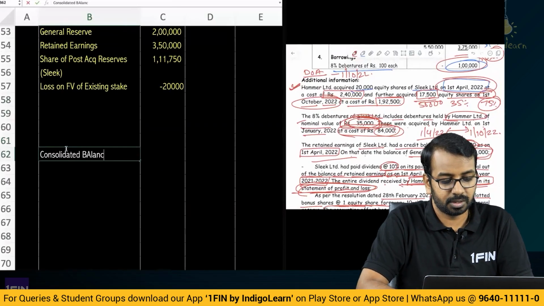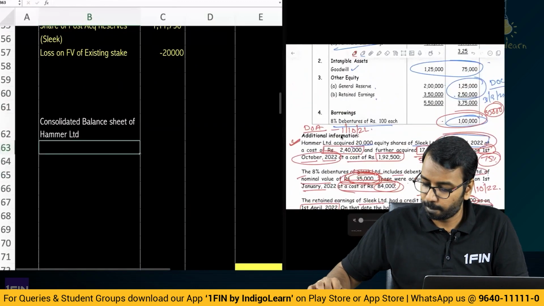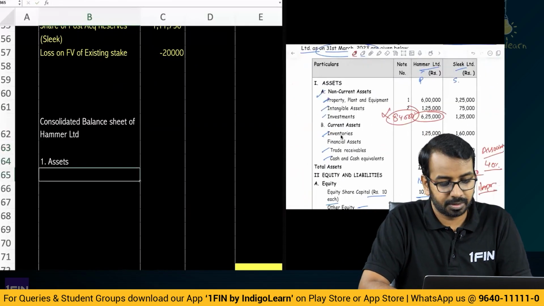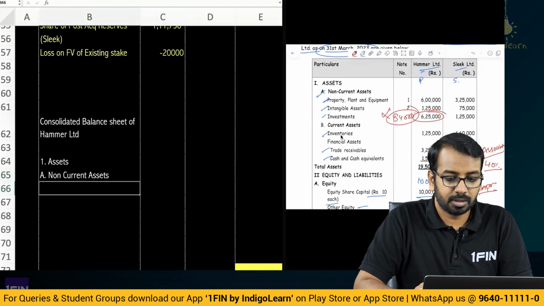Okay. So after this, we can go ahead with preparation of the consolidated balance sheet of Hammer Limited. Looking at the balance sheet: assets, non-current assets.